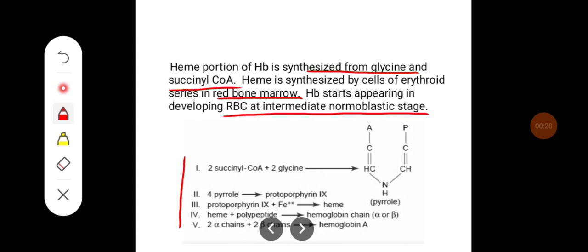2 succinyl-CoA and 2 glycine form the pyrrole ring. 4 pyrroles are going to form the protoporphyrin ring, and protoporphyrin with iron is going to lead to formation of heme. Heme and polypeptide, depending on the alpha or beta chain, are going to form a hemoglobin chain, and 2 alpha chains and 2 beta chains together will form hemoglobin A.